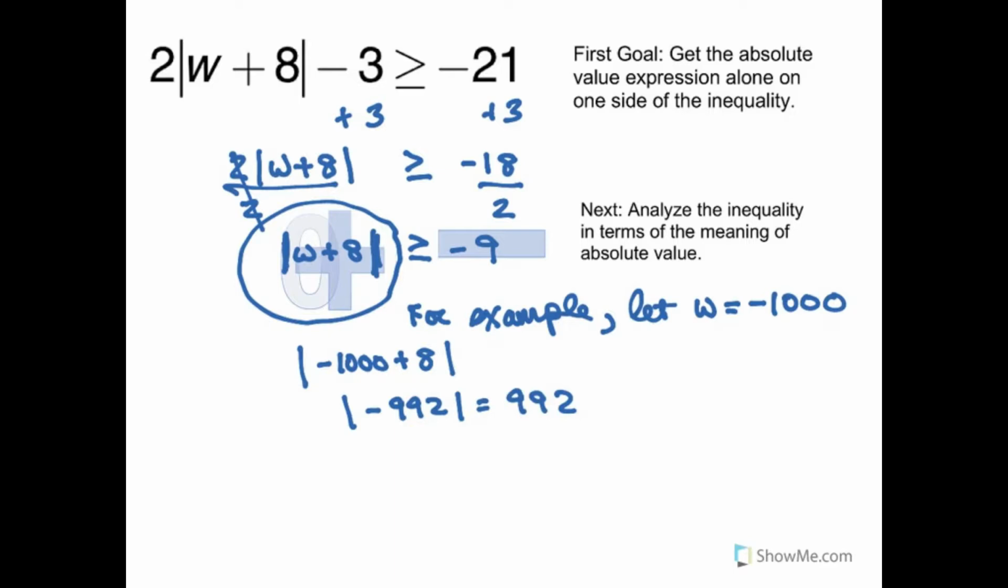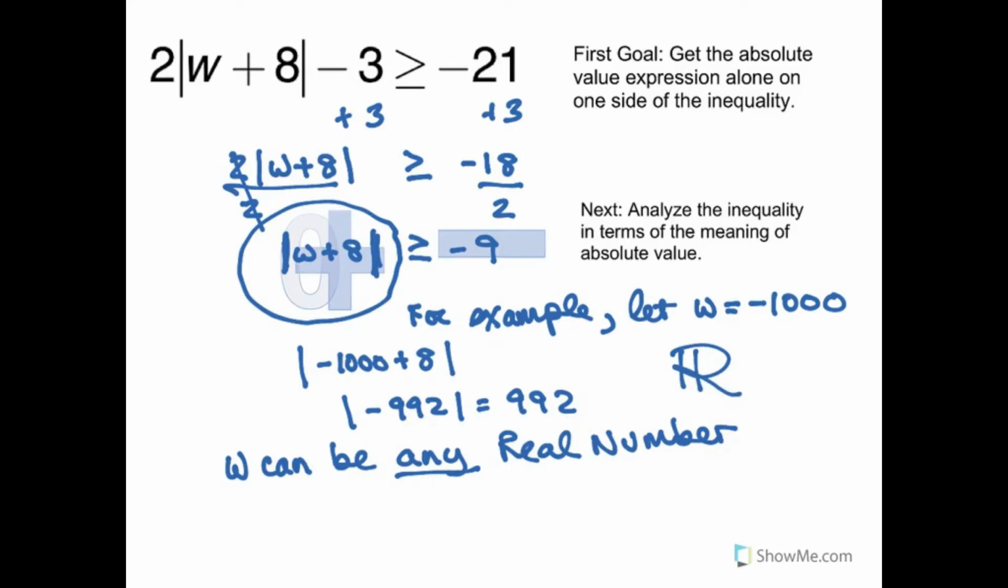So we're always going to have this inequality true for any value of w. We say that w can be any real number. The solution is the set of all real numbers or the interval from minus infinity to infinity. Every possible value of w makes this inequality true.